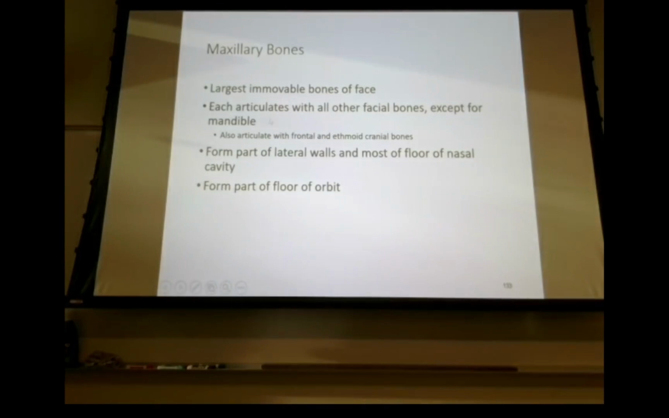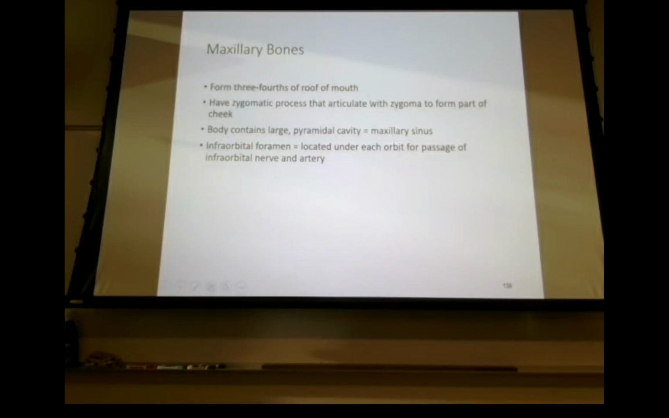So it articulates with all the other facial bones except for the mandible. So everything that we're talking about today, we're going to have articulation with the maxilla. All right. So it forms 3/4 of the roof of the mouth. The posterior portion are the palatine bones. And then you've got the zygomatic process that articulates with the zygoma from part of the cheek.